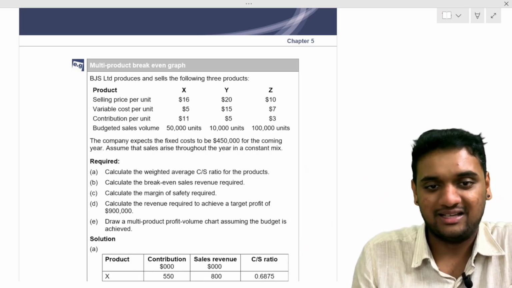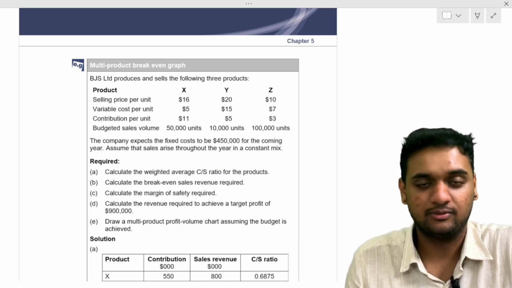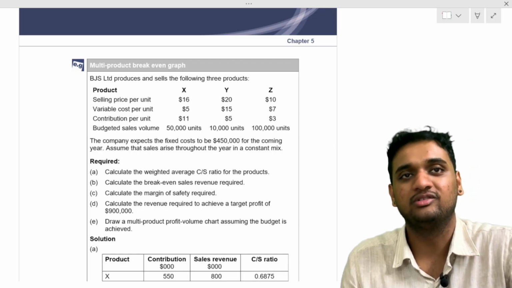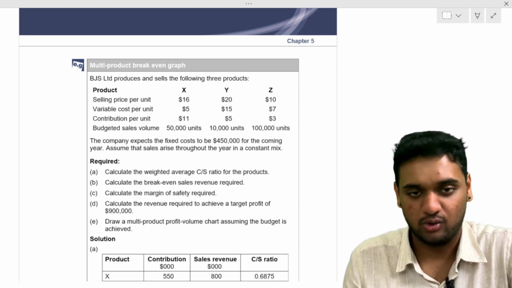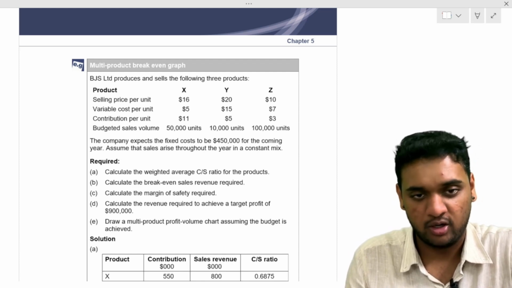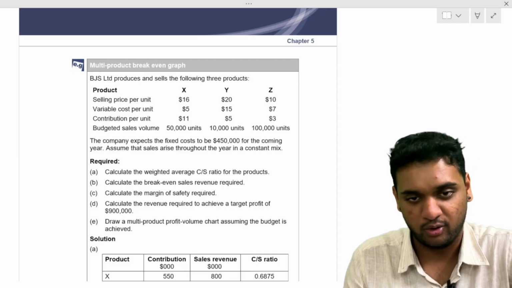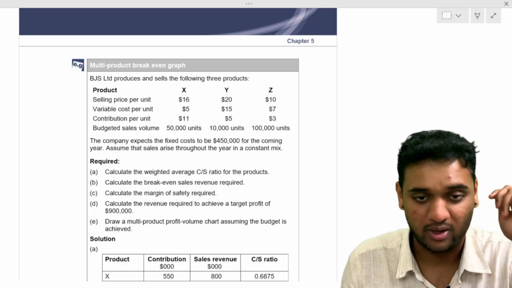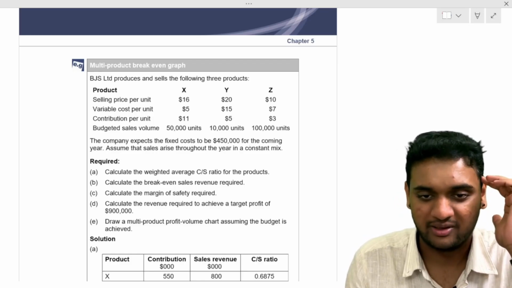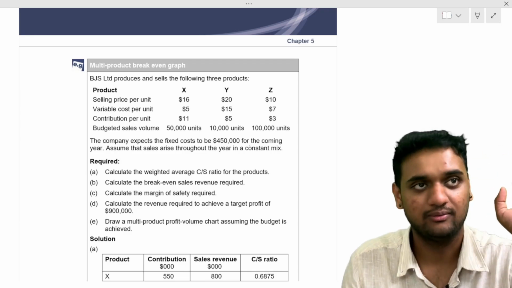Now, BJS Limited, a company, produces and sells 3 products. What you have to find out is the weighted average CS ratio. Selling price per unit is given, variable cost per unit is given, contribution per unit is given, and the total number of units is given, so we can take that directly. Fixed cost is given to us. Sales arise in a constant mix. They are saying sales will be in this mix only.